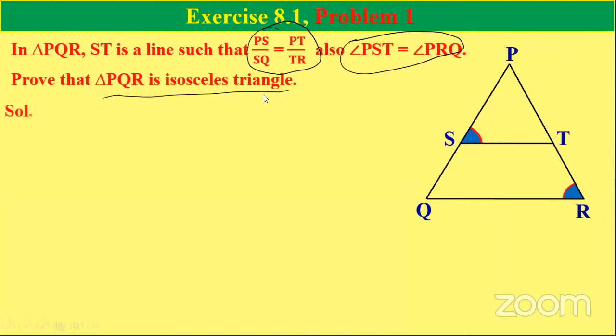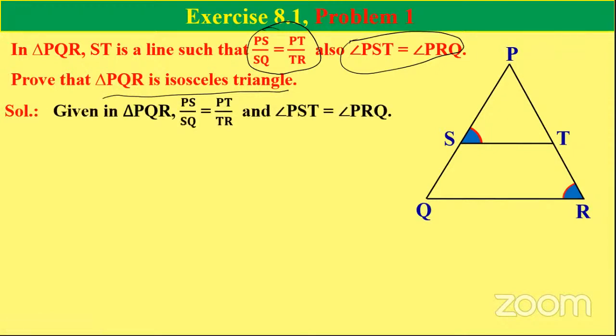Right. What is given? In triangle PQR, PS by SQ is equal to PT by TR and angle PST is equal to angle PRQ. Please make sure to note down the given data compulsorily. If it is a 2 marks question, you will get half a mark. If it is a 4 marks question, you will get 1 mark, by writing the given data only, without doing any steps or using any formula.